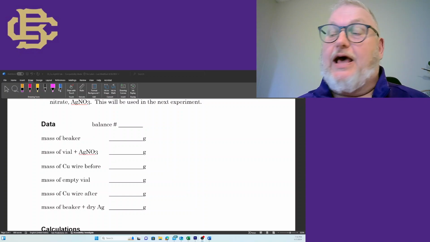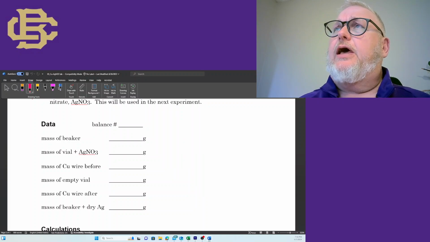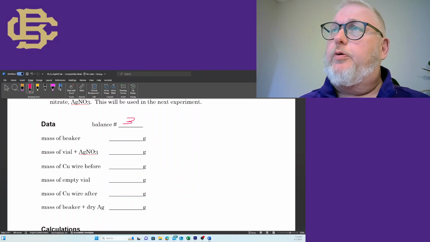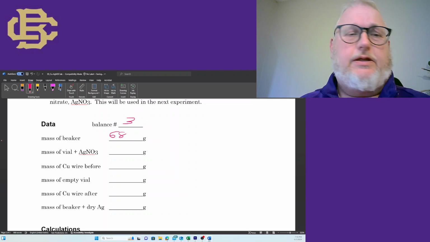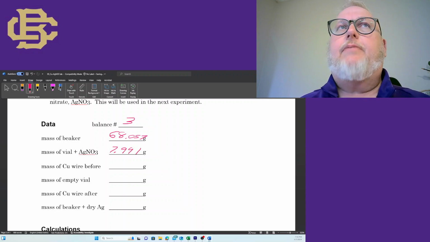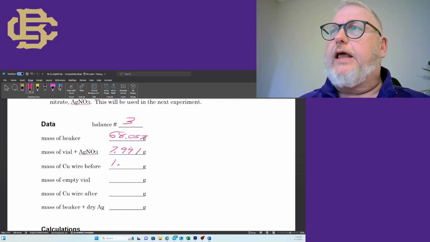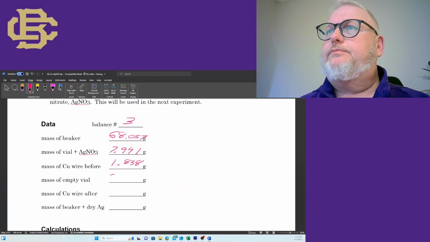Let's look at some of the numbers that I've got. Okay, so again, here's our sheet. Now I was on balance three, so I'm going to write that down real quick. If you recall from the video, the mass of my beaker was 68.057. The mass of my vial with silver nitrate was 7.9991, and the mass of my copper wire was 1.838 grams. Now the mass of the empty vial was 5.461.